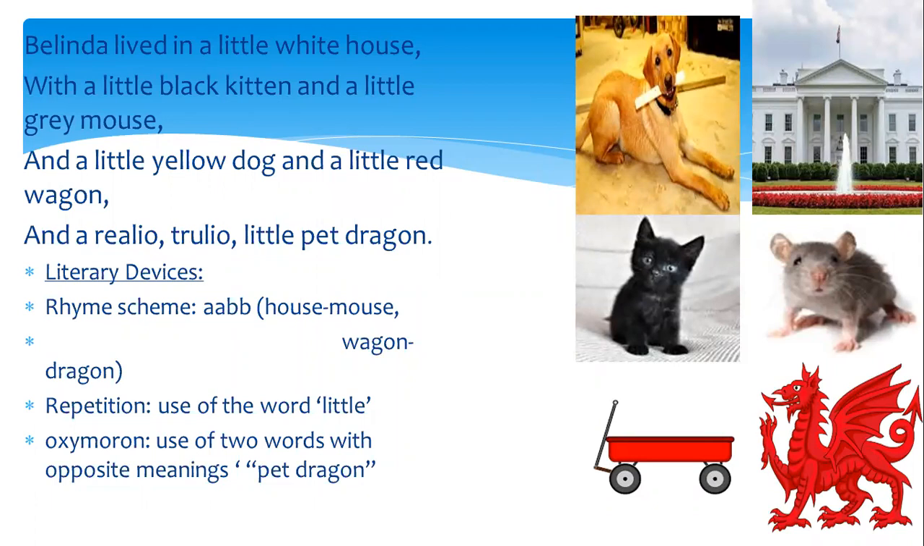Belinda lived in a little white house with a little black kitten and a little gray mouse and a little yellow dog and a little red wagon and a realio trulio little pet dragon.